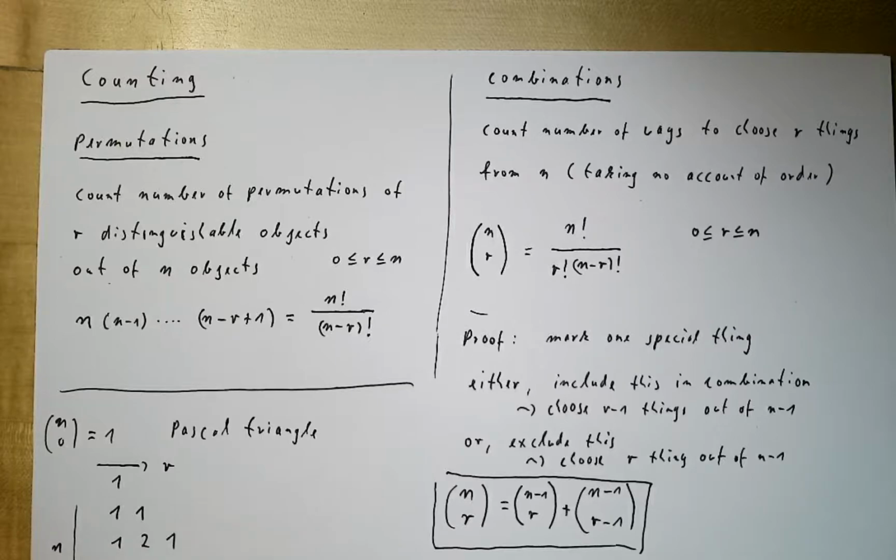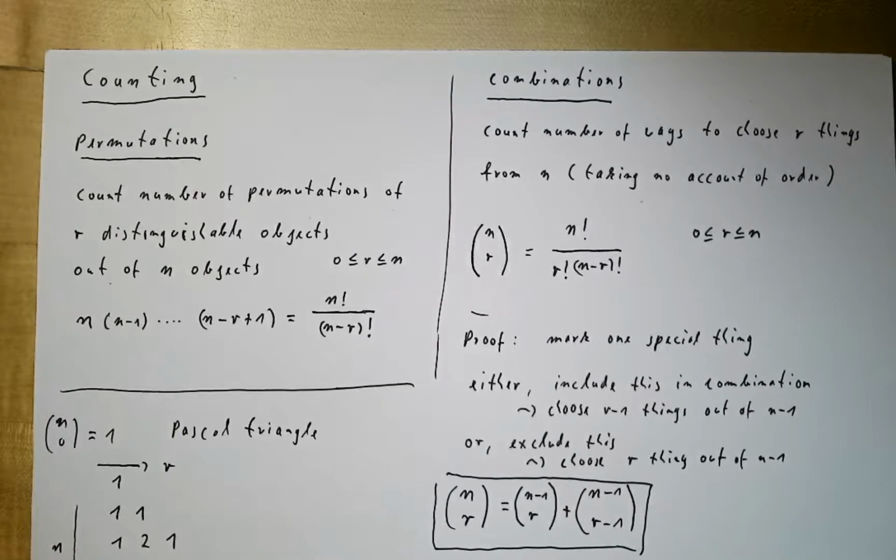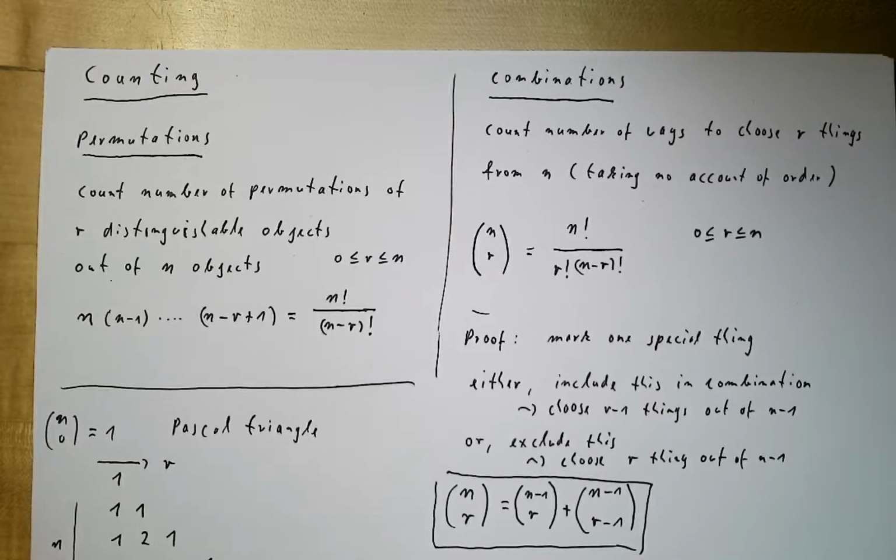And then if you always have the sum of two values above, 1 plus 2 is 3, 2 plus 1 is 3, and so on. And then we have here 1, 4, 6, 4, 1, 1, 5, 10, 10, 5, 1, and so on and so forth. So in this table with this construction of the Pascal triangle, which basically expresses this recurrence relation, we can reconstruct the binomial coefficients.